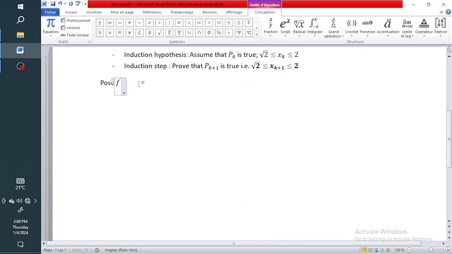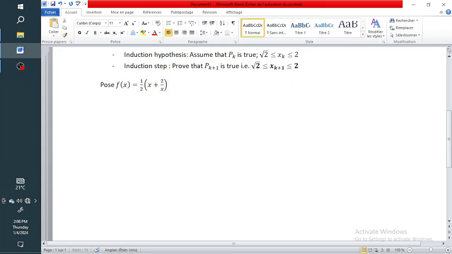If I pose my f of x, the function, to be equal to half into x plus 2 divided by x, then if I want to look for f of x of n, I'm just going to get half into x of n plus 2 divided by x of n. All right, and this is equal to what? x of n plus 1. It was defined to us ever since.